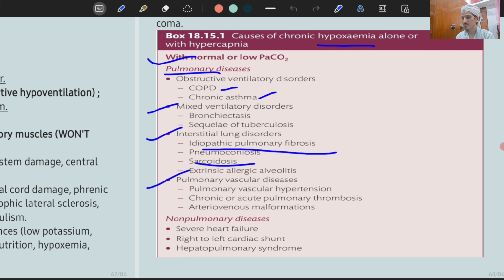Okay, this is the pulmonary cause of hypoxemia, causes of chronic hypoxemia. And what are the non-pulmonary causes? Cardiac causes, shunts. So those are severe heart failure that will cause hypoxemia, also hypoxemia to the respiratory muscles, and also that will cause pulmonary edema.